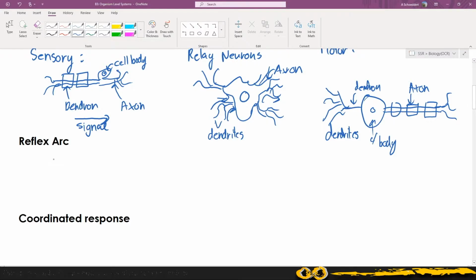You'll have some form of stimulus that will be passed on and detected by a receptor, which will pass it on to a sensory neuron, which will pass it on to a relay neuron in the spinal cord.